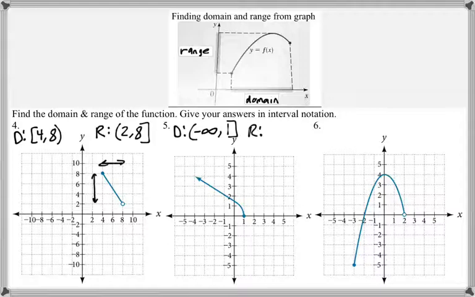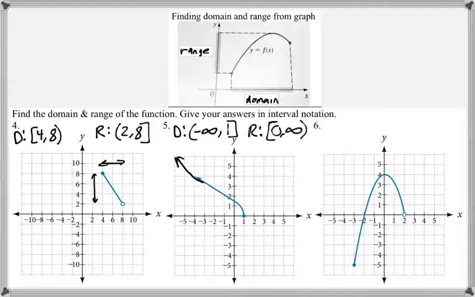The range, that's concerned with up and down. So I no longer care about left and right, I only care about up and down. So how far down does this function go? Well, it doesn't get any further than the axis here, or 0. So it's going to be 0 with a bracket. And then how far up does this function go? Well, because this is on a diagonal, this will continue to go up as well as to the left. So what that means is that this is going to go to infinity. So it will continue to go up as far as possible.